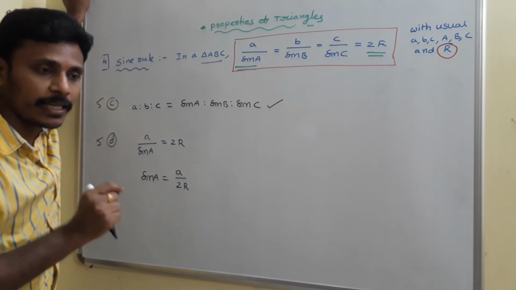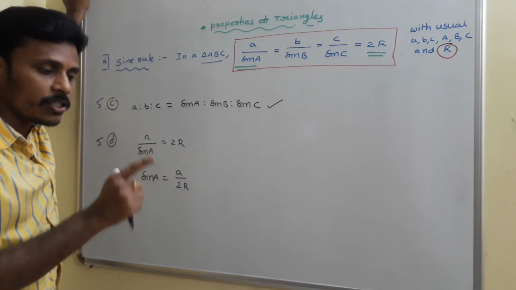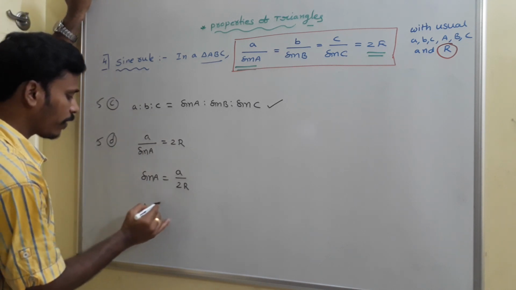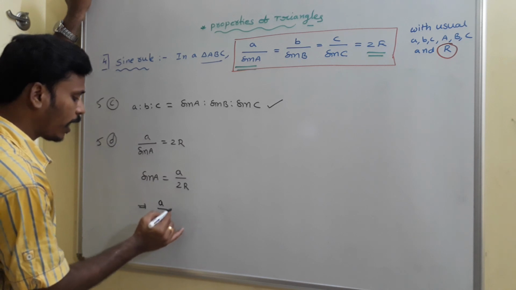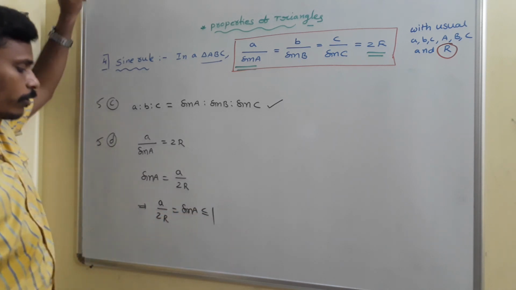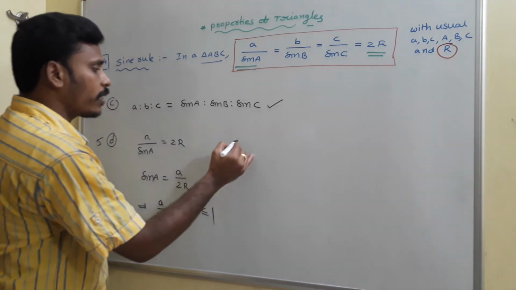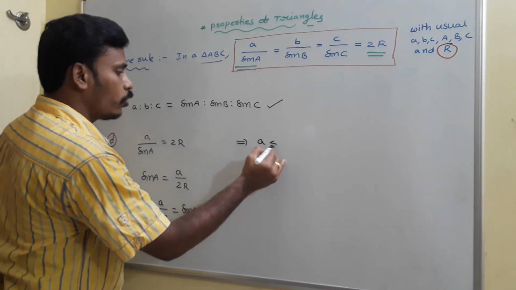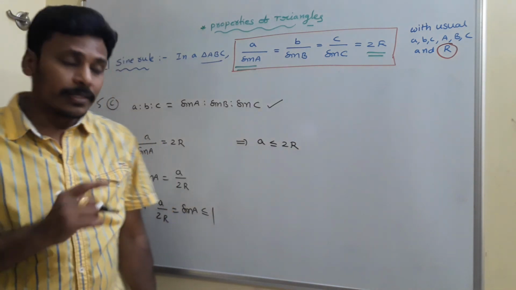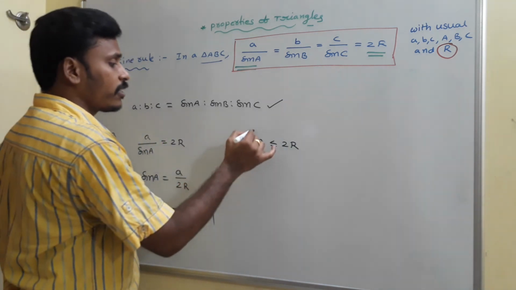Positive, right? Because the angle A is between 0 to 180. In 0 to 180, sin A is positive, and that too less than or equal to 1. So from this I will say that a by 2r equals sin A, and its value is always less than or equal to 1. And since a by 2r is less than or equal to 1, a is less than or equal to 2r.